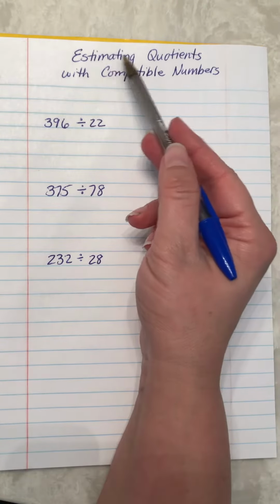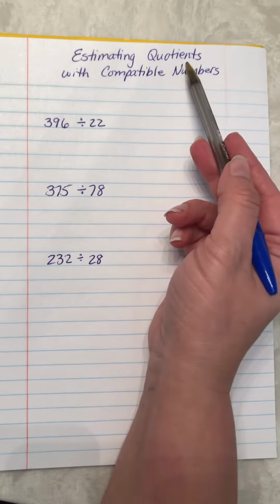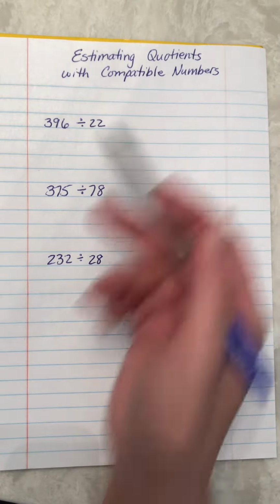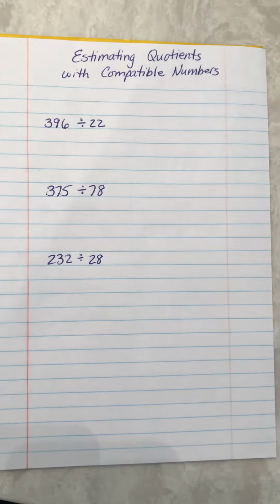So estimating is like rounding, quotients is the answer to a division problem, and compatible numbers are numbers that work well together so that when you divide them, they divide evenly with no remainder. So hopefully you have a good foundation with your multiplication facts because they're going to come in very useful with finding compatible numbers. You want to find numbers that are going to divide evenly.